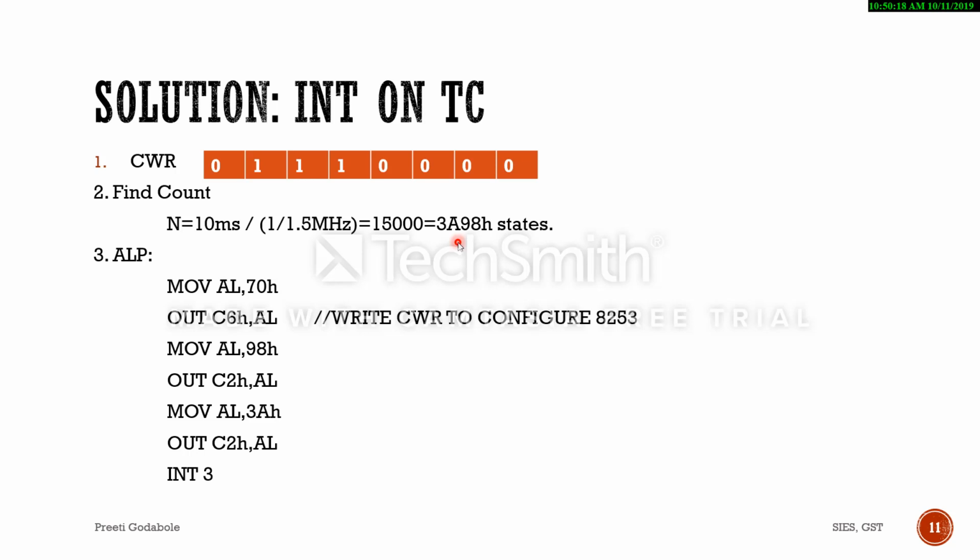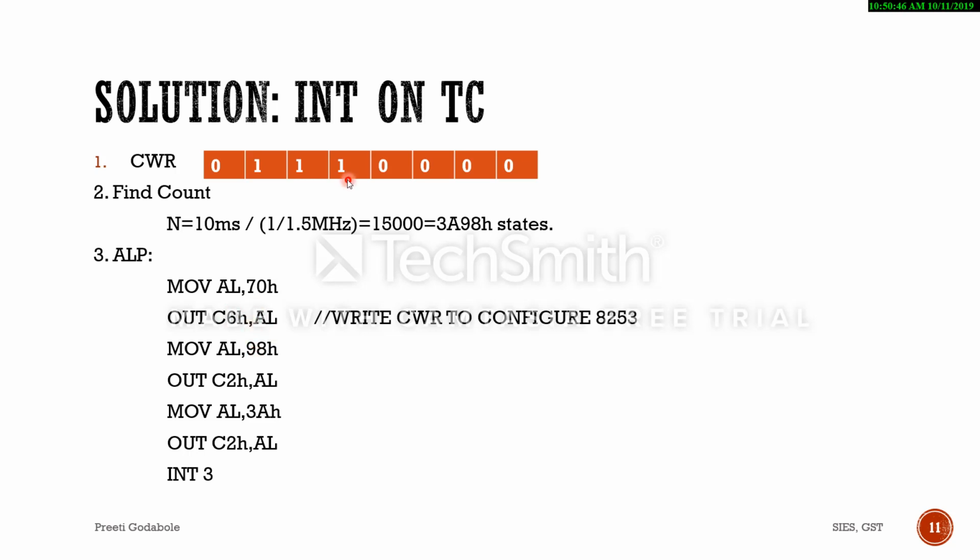Now this is a 16 bit hex value. So using this value we can do the countdown process. That's why the counting is done in hex here, and this BCD bit is set to 0. Now as in the previous example, the next step is to write the ALP. We start with configuring 8253 by writing the CWR. The CWR is 70 hex here, as determined in step 1.